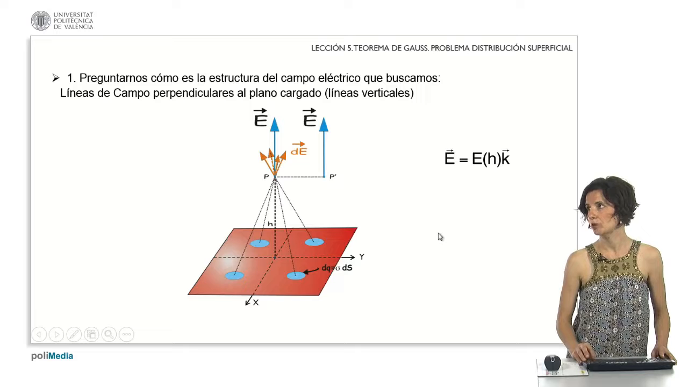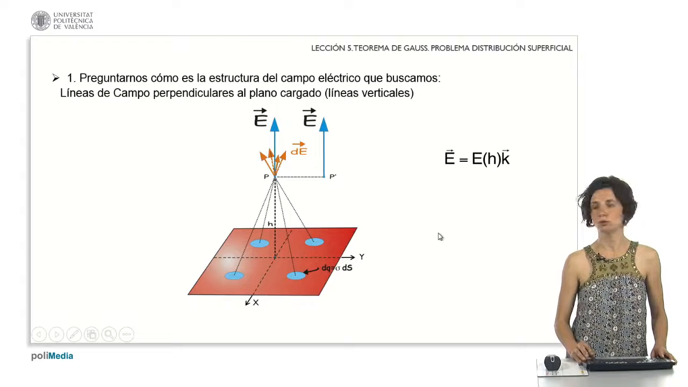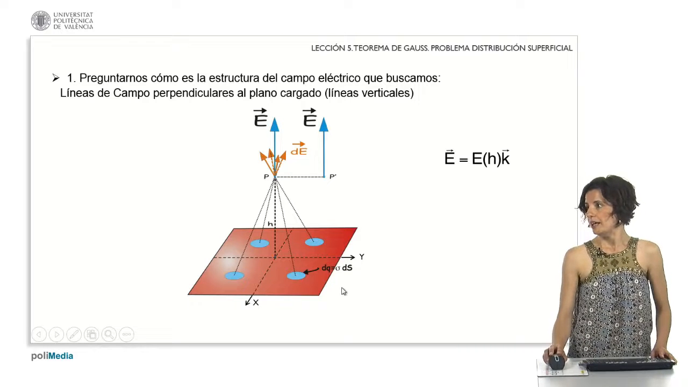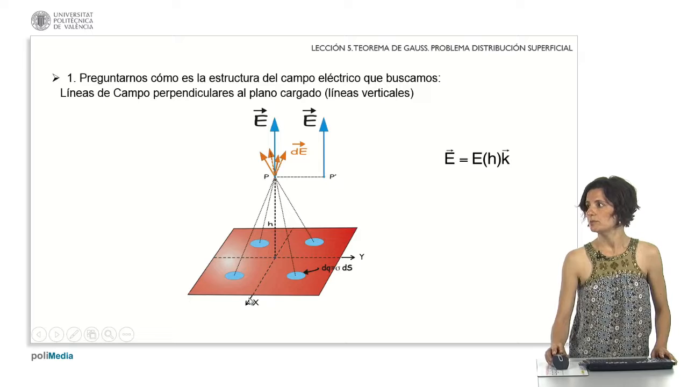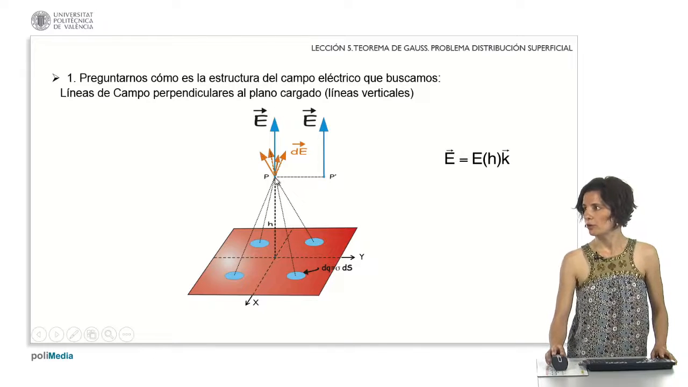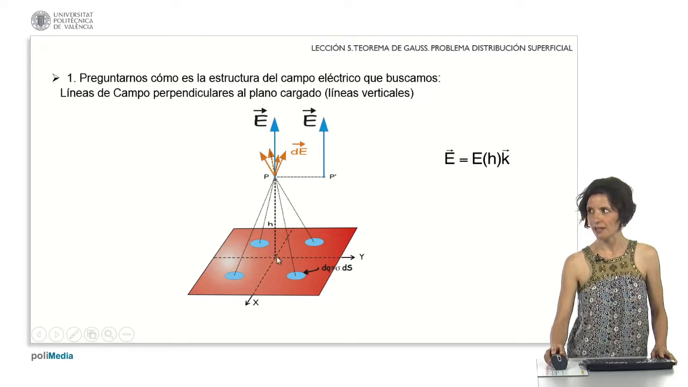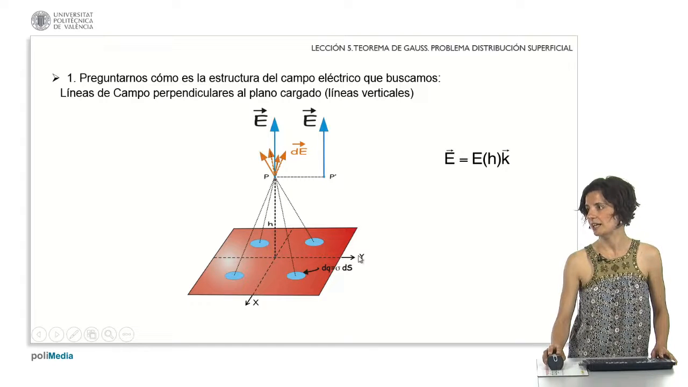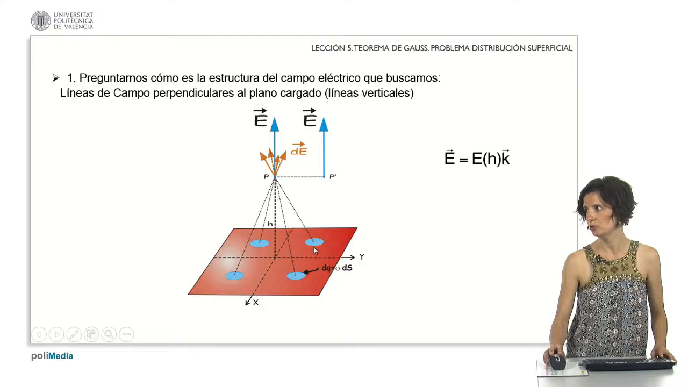Well, first of all, what does the electric field structure we are looking for look like? We have the infinite plane charge with sigma coulombs per square meter. If we choose the point P where we are going to calculate the field, which is at a distance h from the plane, we can make this vertical coincide with the z-axis. So this would be the x-axis and this would be the y-axis. In this quadrant, we could choose a differential surface element that would have 3 symmetrical elements.